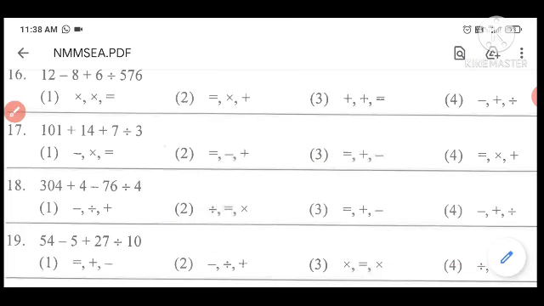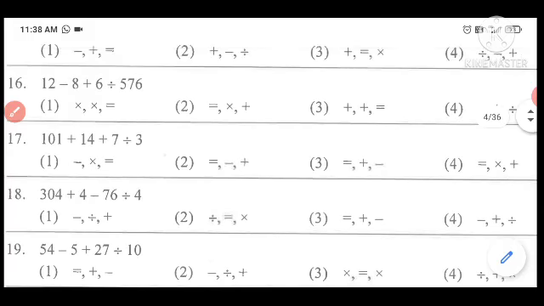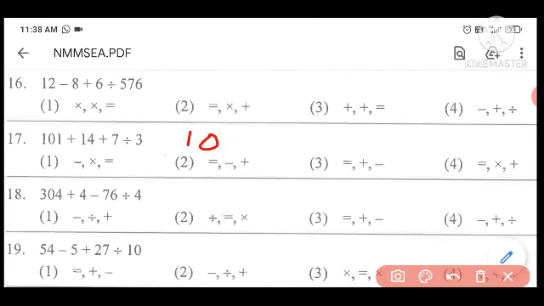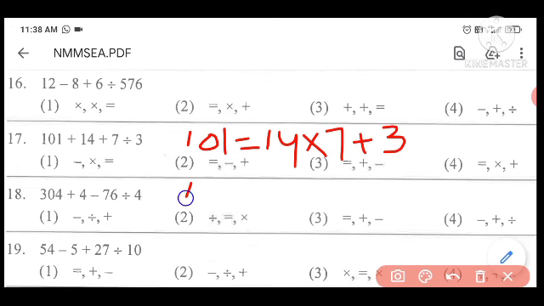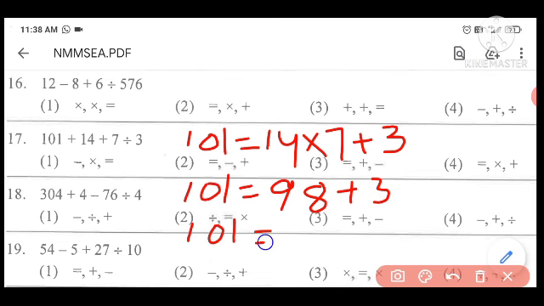Let us check whether it is right or wrong. 101, in the place of plus we substitute is equal to 14. In the place of plus we substitute into 7. In the place of divide we substitute plus 3. 101 is equal to 14 sevens, how much? 98 plus 3. So 101 is equal to 98 plus 3, 101. 101 is equal to 101. So option 4 is right.